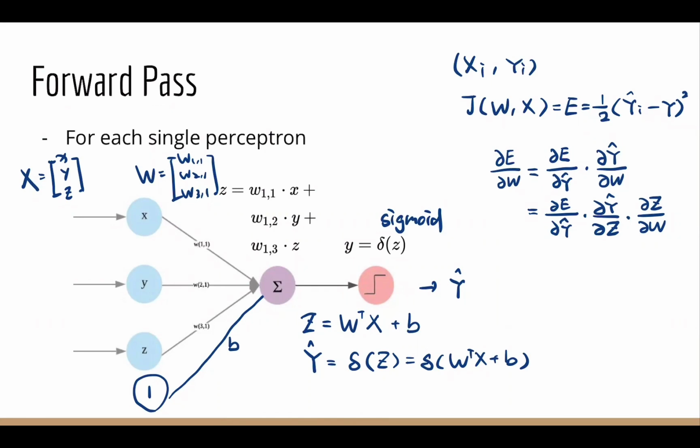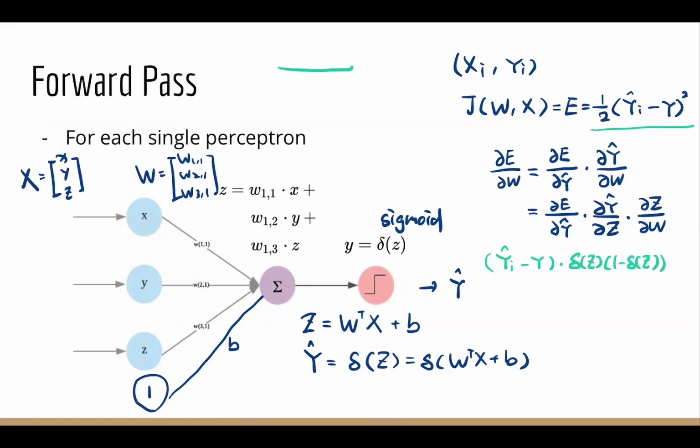So for the first part, given the formula of the loss function, we can simply get it as the estimated output minus the desired output. And for the second part, it is basically the derivative of the sigmoid itself, which is sigmoid z times 1 minus sigmoid z. And this one is trivial to calculate.